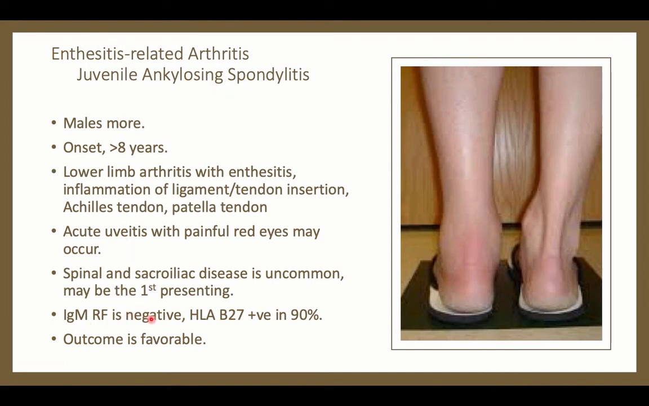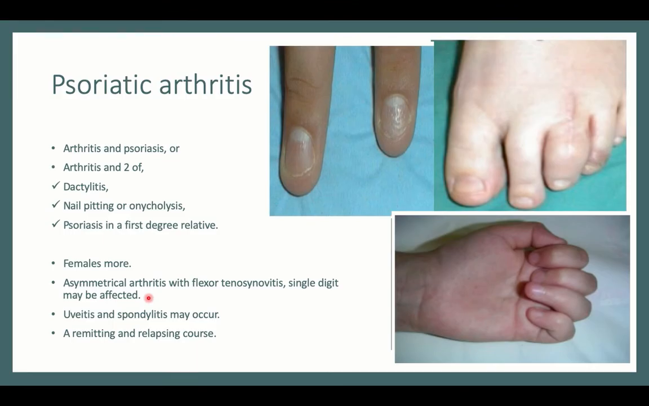IgM rheumatoid factor here is negative, but, very, very important, we have an association with HLA-B27 in 90% of cases. You should remember this, the relation to HLA-B27. We have a differential diagnosis for this association, which we will mention. The outcome of this condition is favorable.